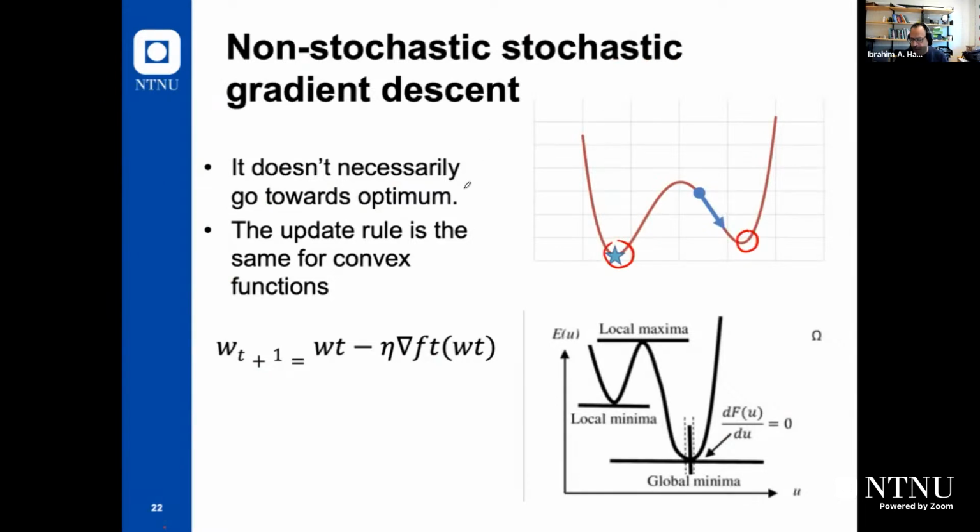In this case, the update rule is the same as for the convex function. We will do the same approach, but as I told you, your final solution will be based on your starting point. If you are starting from that location, you will get to that point. If you are starting from here, you will get to that point. If you are starting from that place, you will get this solution. So when the function is complex, when it's non-convex, your final solution will be based on your starting point, but the rule will be the same.